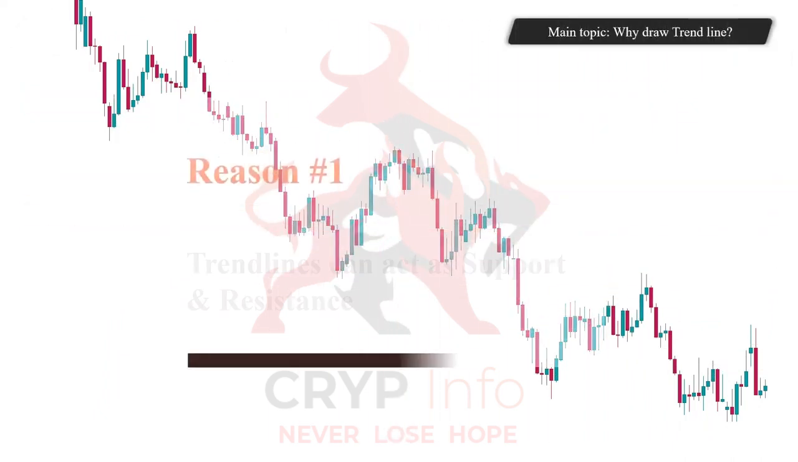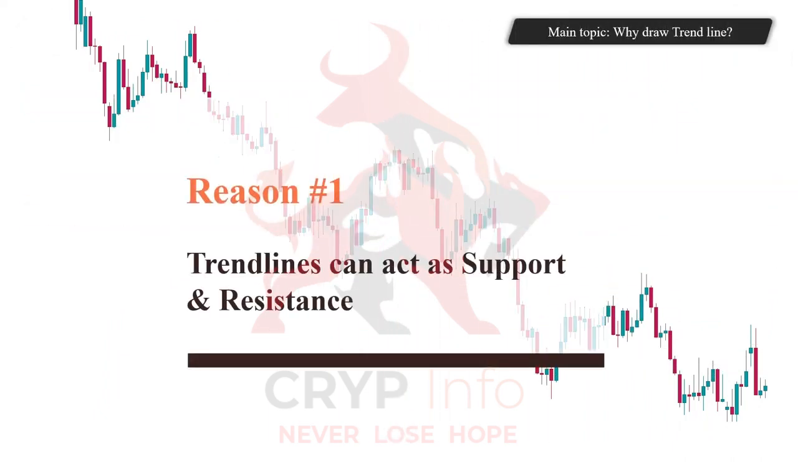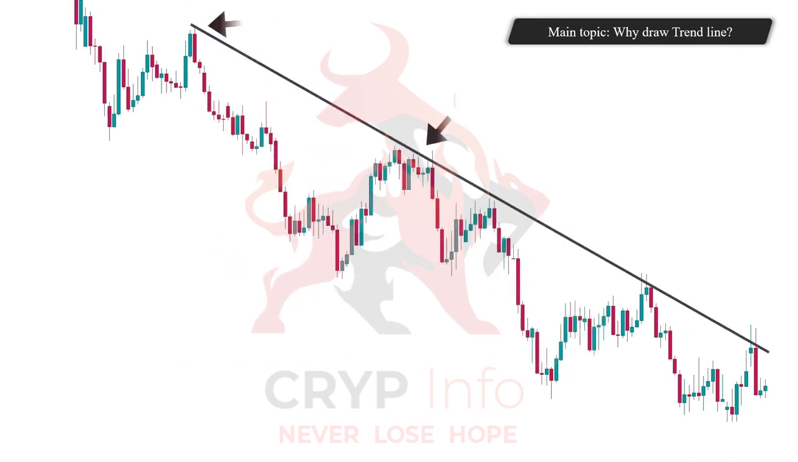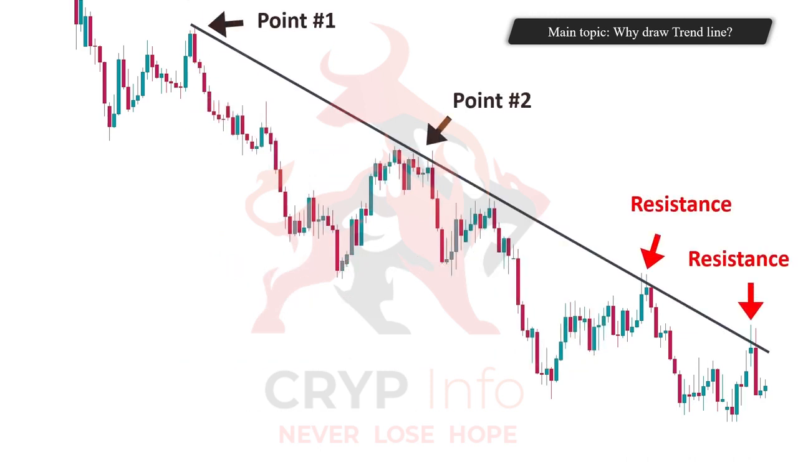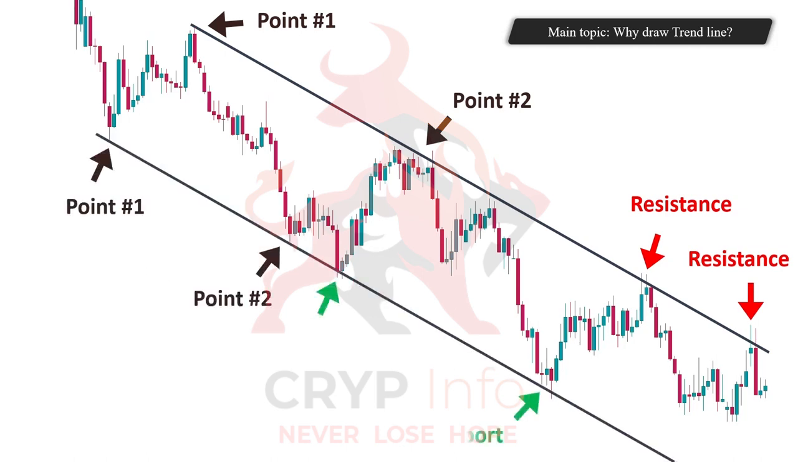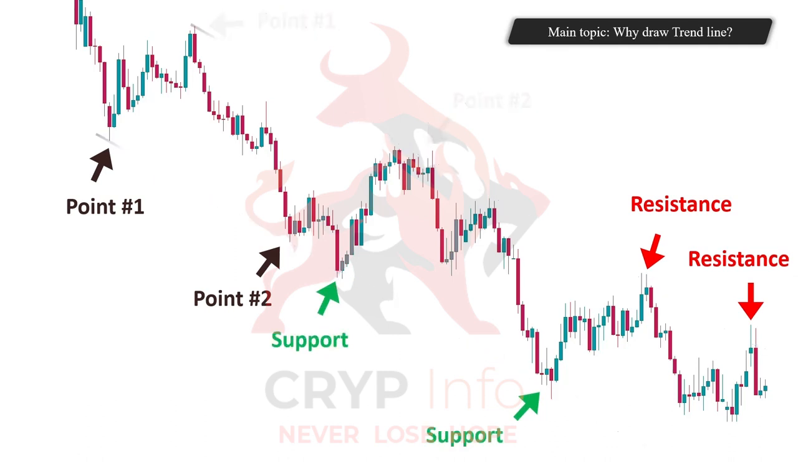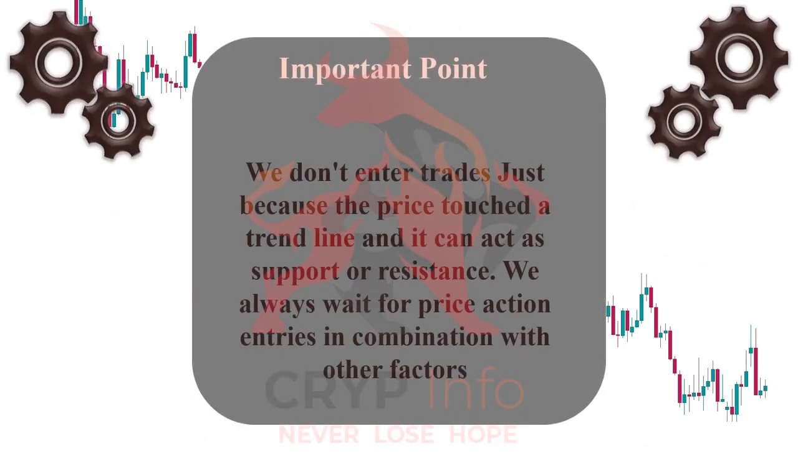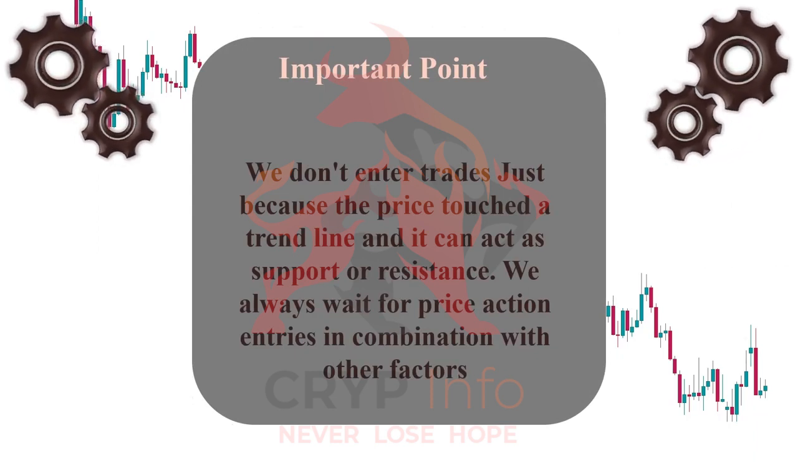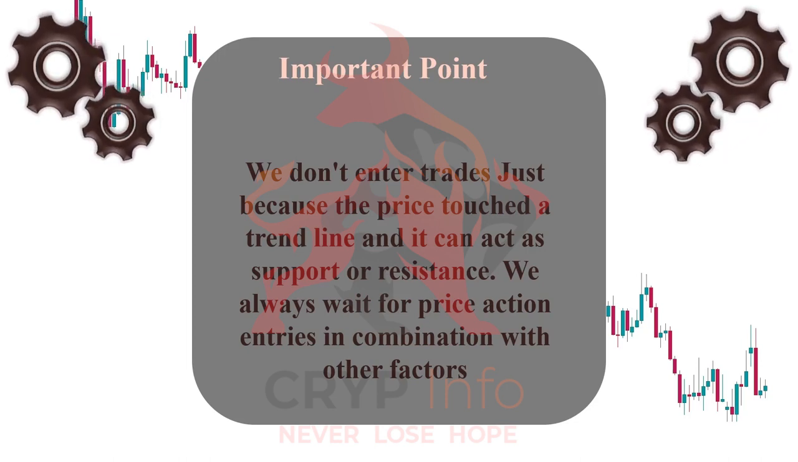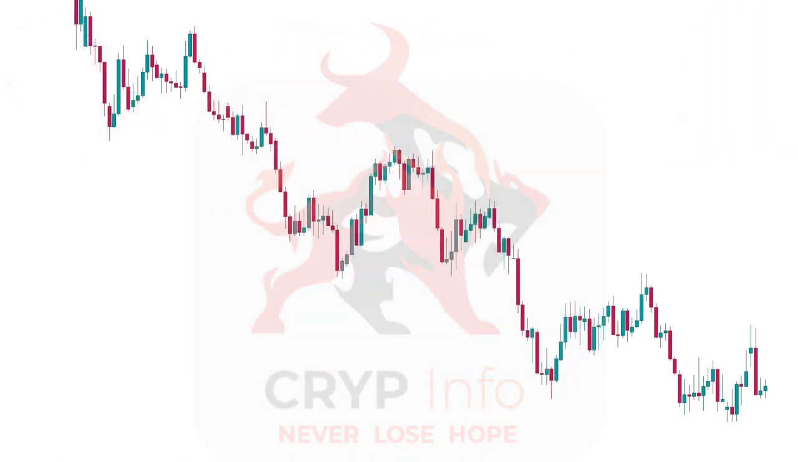The first reason is trend lines can act as support or resistance. Here at the top, the trend line acted as resistance when the price reached it. And along the bottom, see how the trend line acted as support. So, here is an important point. We don't enter trades just because the price touched a trend line and it can act as support or resistance. We always wait for price action entries in combination with other factors, which we will discuss later in this video.